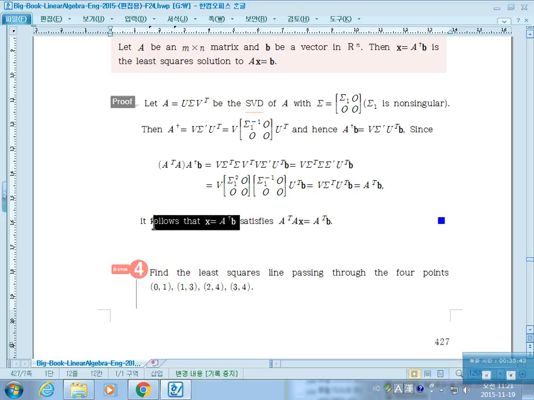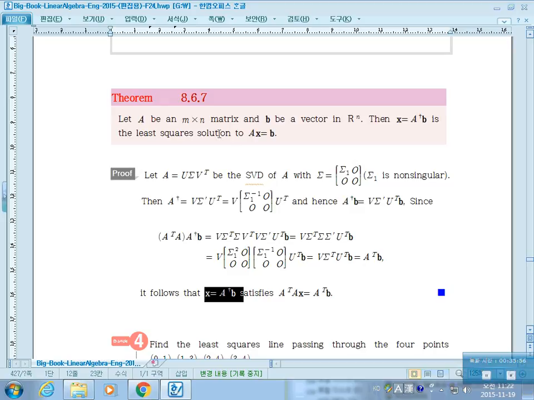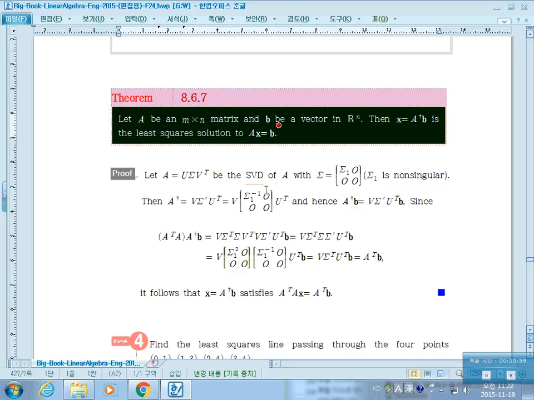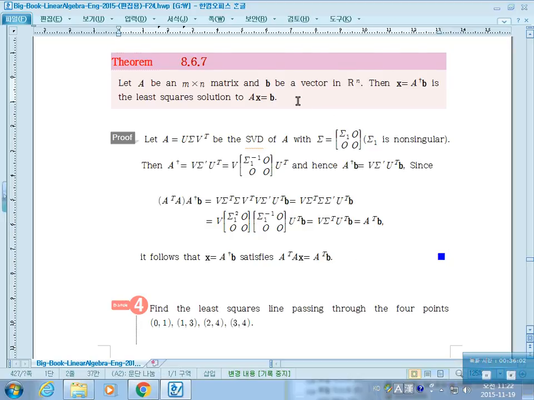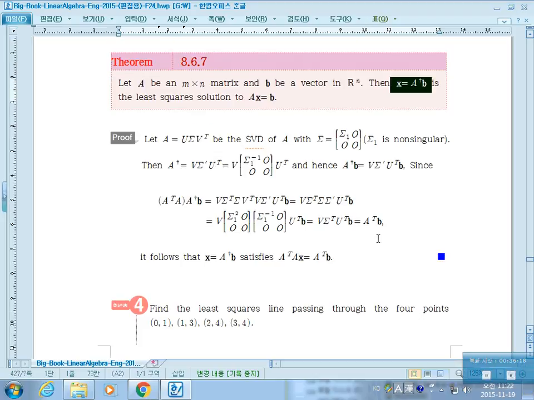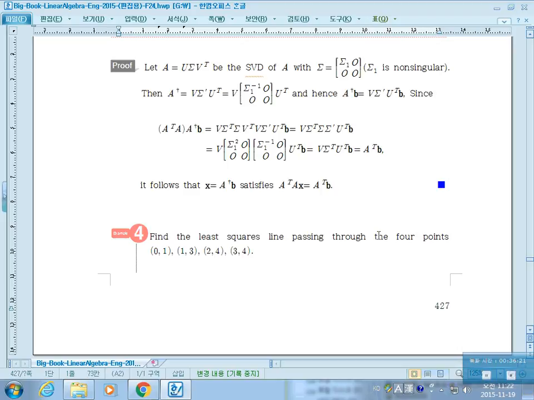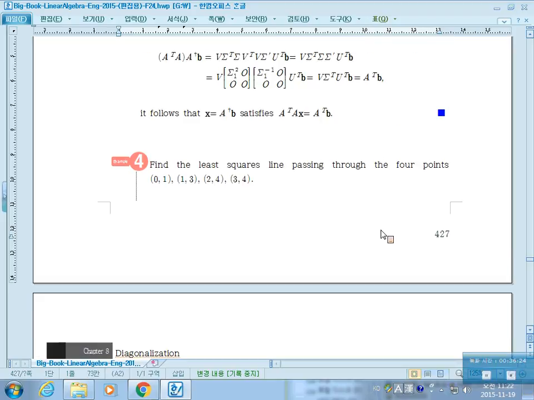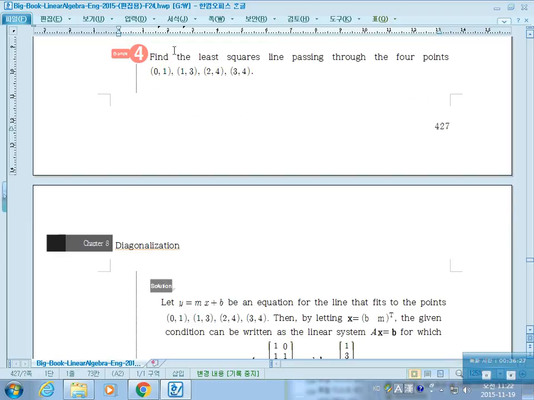That A dagger B satisfies this. What this means is if you substitute this to here, then it satisfies this. This means this is a least square solution of AX equals B. That's the whole idea. So when you find the solutions, all you have to do is find the pseudo inverse of A when it is not a square matrix, whether it has a full column rank or not. With those, we can find this.